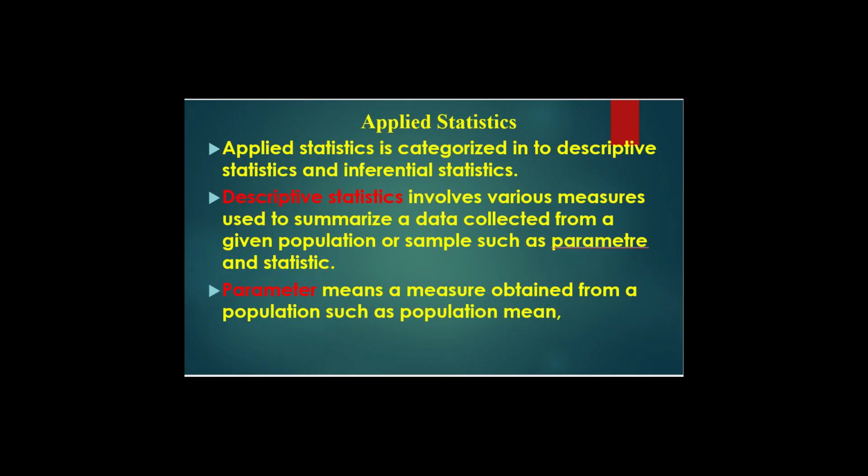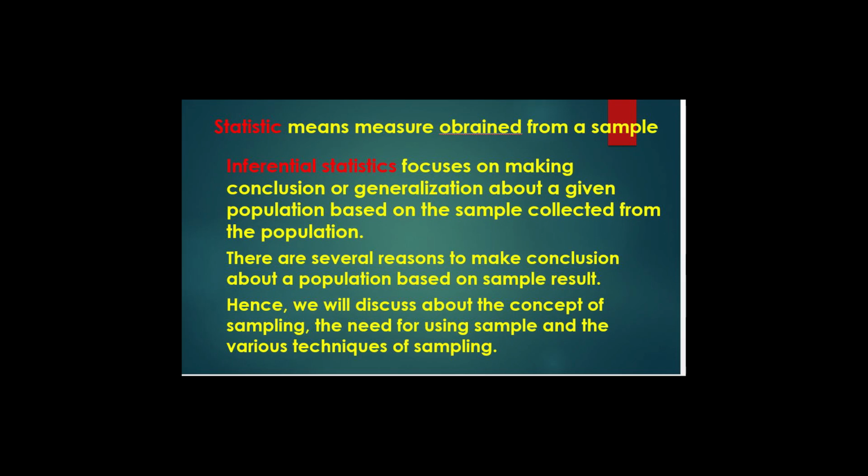Applied statistics is categorized into descriptive statistics and inferential statistics. Descriptive statistics involves various measures used to summarize data collected from a given population or sample, such as parameter and statistic. Parameter means a measure obtained from a population, such as population mean, population median, population standard deviation, etc. Statistic means a measure obtained from a sample, such as sample mean, sample median, sample standard deviation, and sample proportion, etc.